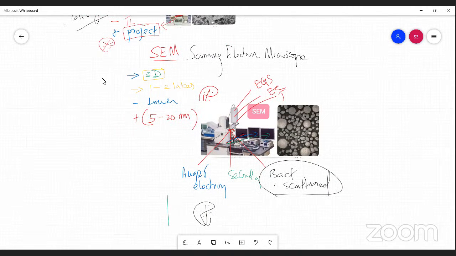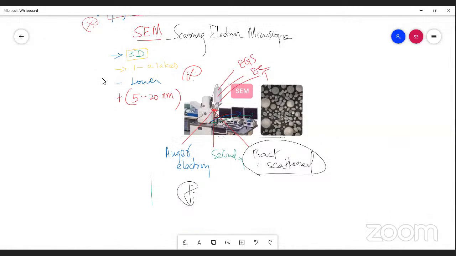Will you mention the radiations emitted from the electrons? Auger electrons, backscattered electrons. So thank you for joining, my dear students. Thank you, sir. Definitely you can expect some questions, right? So thank you for joining.